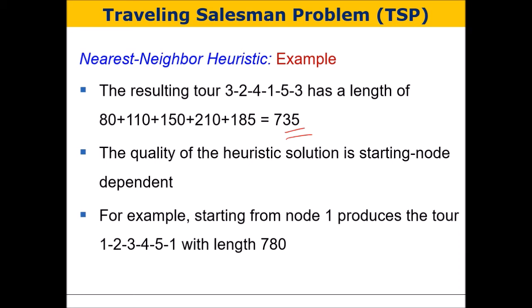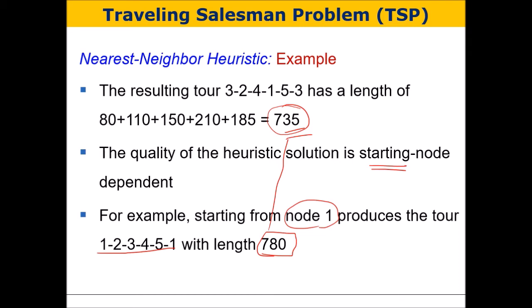And as we mentioned previously, the quality of the heuristic depends on the starting node. Okay, so if we started from node 1, city 1 in this example, we would end up with this tour, and the total length would be this much. And when you compare these two, this one is better than this one. But how do you know before solving it? You don't know, you cannot know.